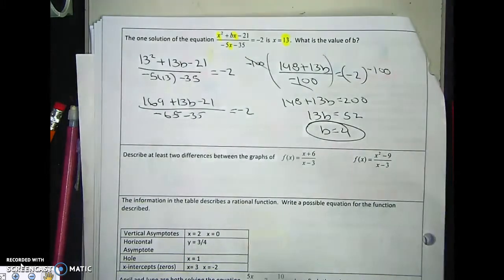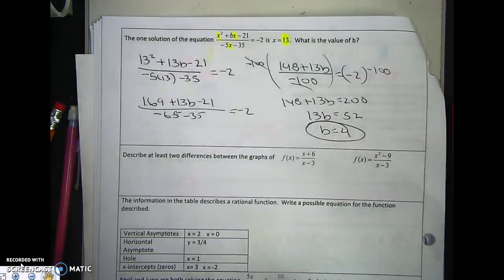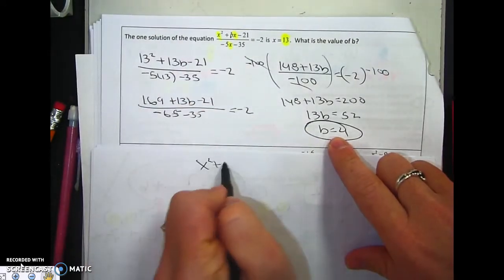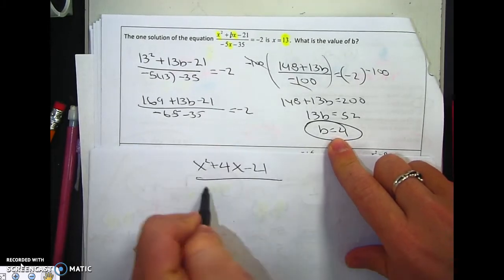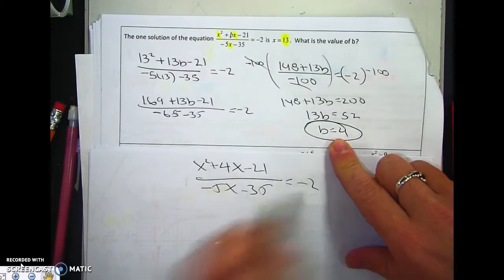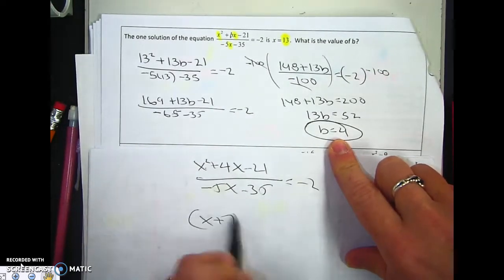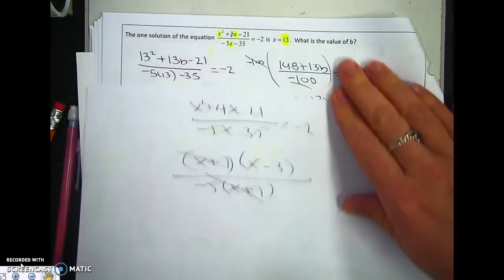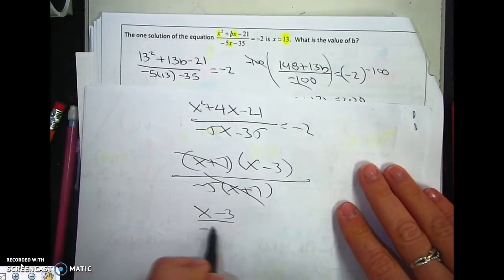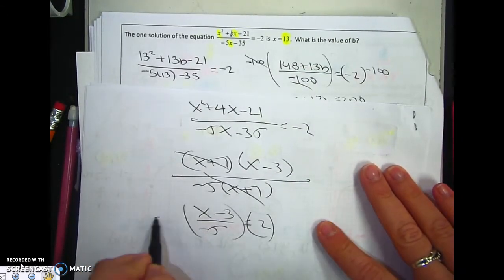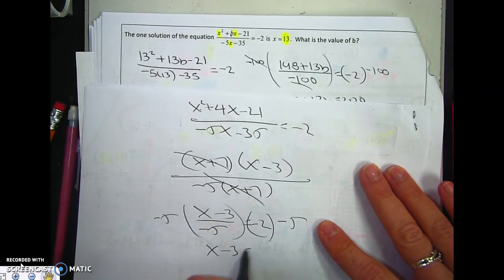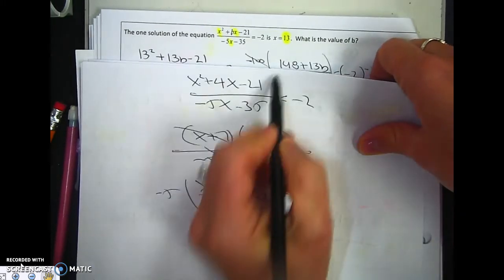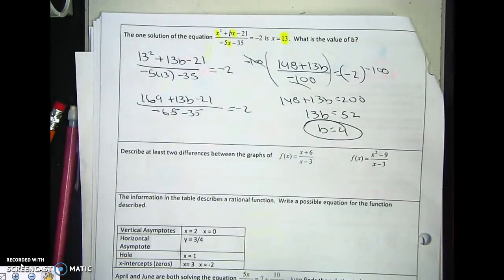Now I can make sure that I'm good to go. I just want to show you how to check it if you have time, because it is going to be a block day. Plug in 4 for b, so x squared plus 4x minus 21 over negative 5x minus 35 equals negative 2. If I factor the top, take out a negative 5, cross that off, then I'm left with x minus 3 over negative 5 equals negative 2. Multiply both sides by negative 5. x minus 3 equals 10. Add 3, x equals 13. And if you look, 13 is what I had. So I know that I'm good to go.